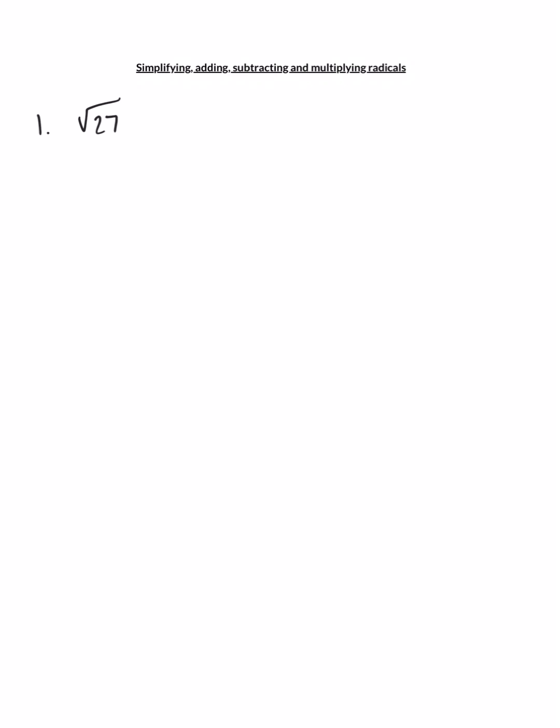This lesson will focus on simplifying, adding, subtracting, and multiplying radicals. So for our first example, we'll simplify the square root of 27. Whenever we're simplifying square roots, it helps to make a list of perfect squares. So let's do that first.